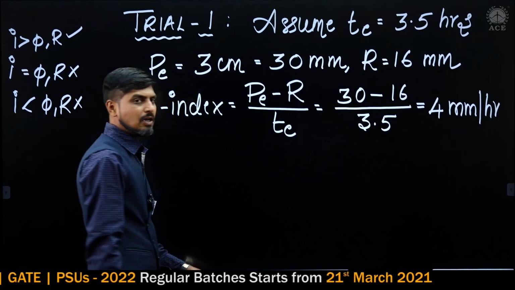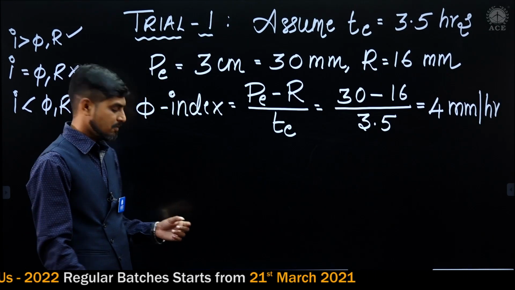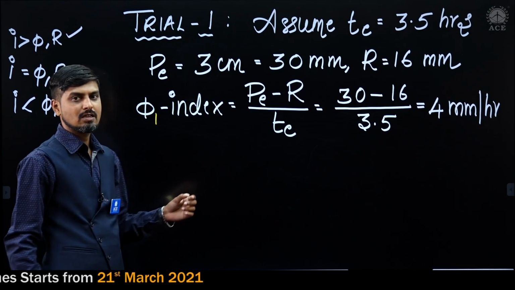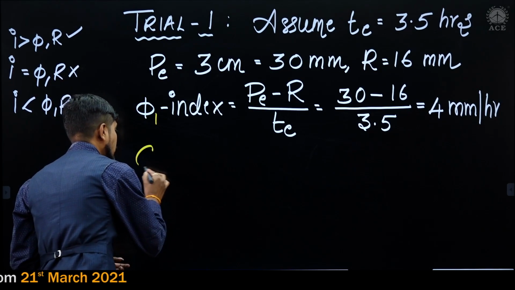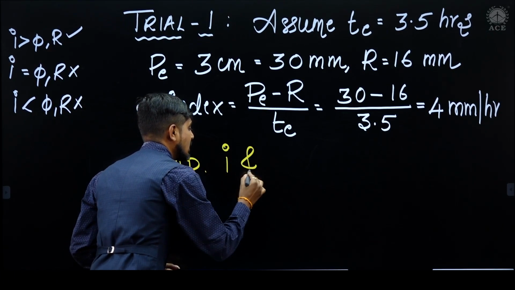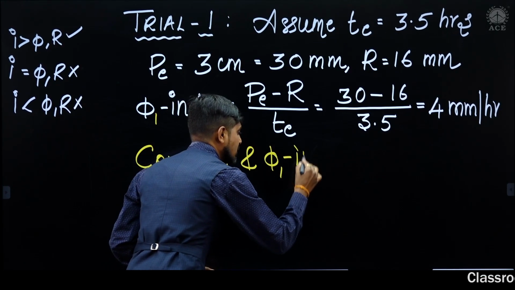Now let me compare the phi index with intensities. As this is with respect to the first trial, I will call it phi 1. Compare intensities and phi index.